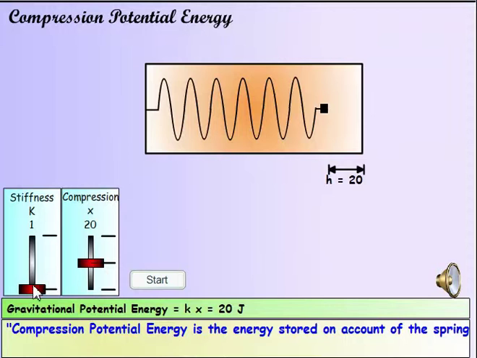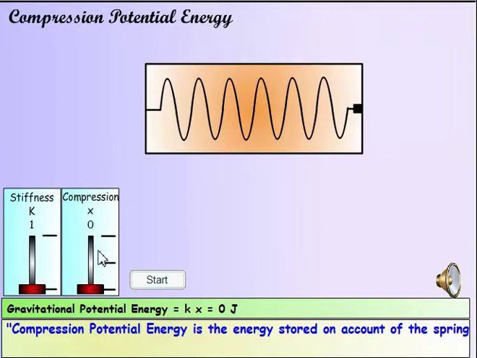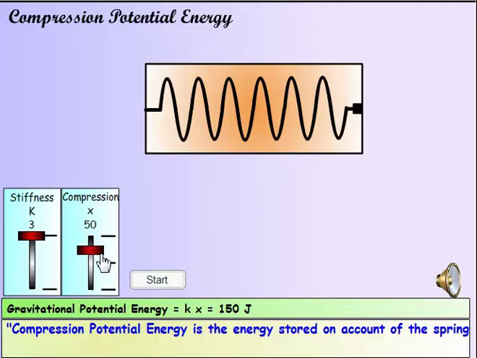Compression potential energy is the energy stored by a spring on account of its stiffness and compression. The compression potential energy is directly proportional to the spring stiffness and compression.